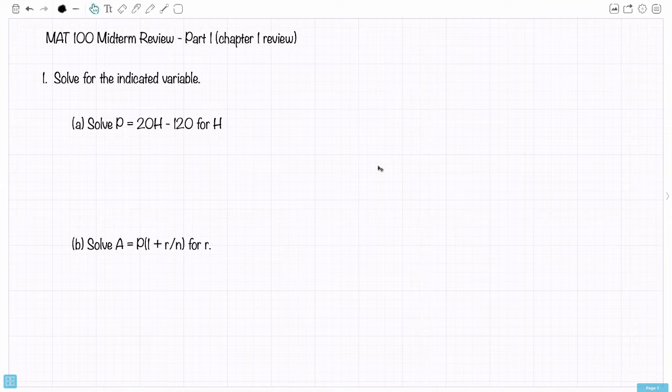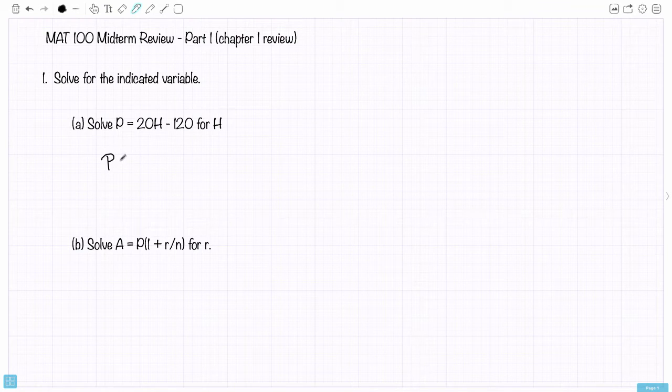The first question says, solve for the indicated variable, and the first equation, part A, says solve p equals 20h minus 120 for h. So if I'm going to solve for h, what I'll do is I'll add 120 on both sides. I'm going to try to isolate this term.